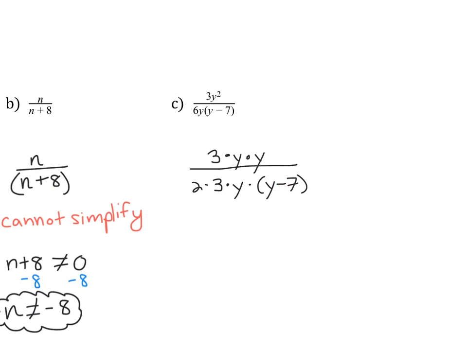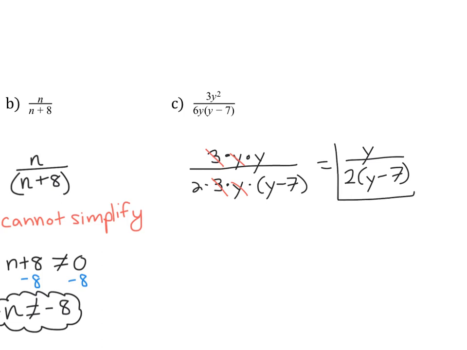So now let's start canceling out common factors. I see a 3 and a 3. Then I see a y and a y. So if I write what I have left, it's y divided by 2 times y minus 7. Again, I can't cancel these out because this y is part of y minus 7. The entire thing is a factor. So unless the entire thing matches, I can't cross it out.